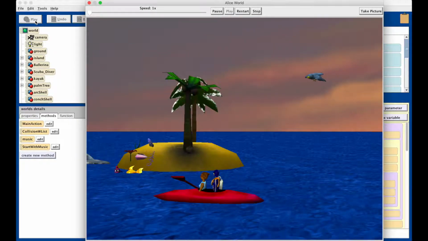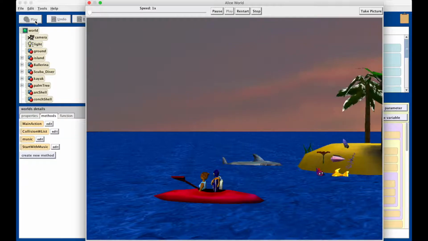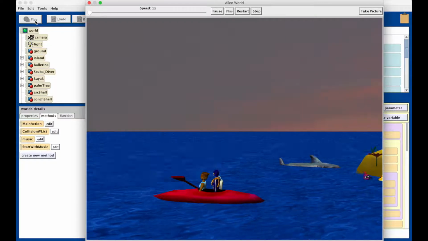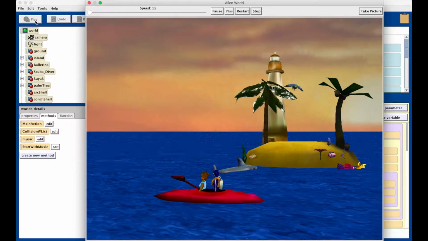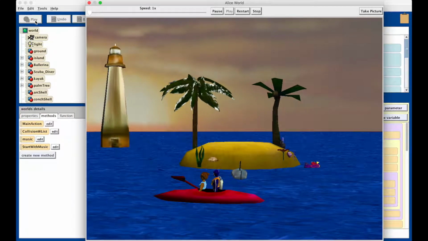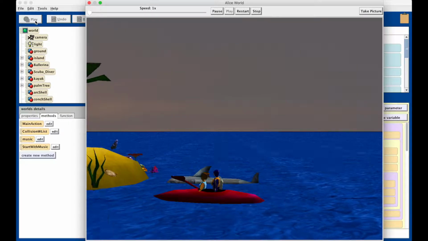And as we move around, we can move the boat just about anywhere we want. Try to keep it within the frame of the island so we don't get lost. It is possible to go so far away you can't find your way back.